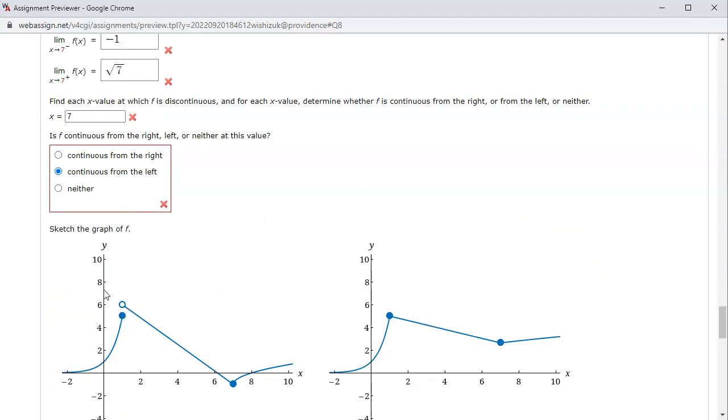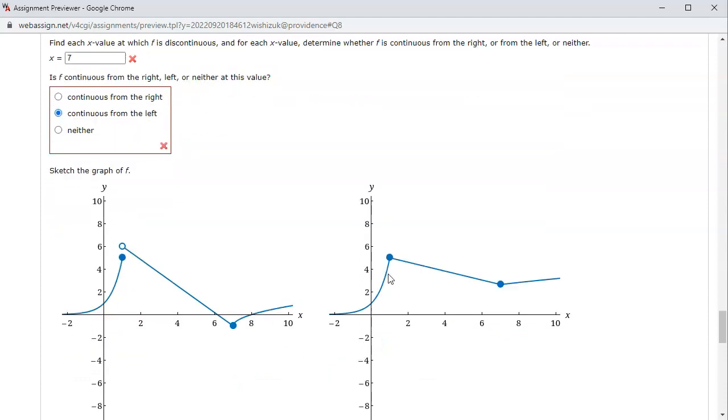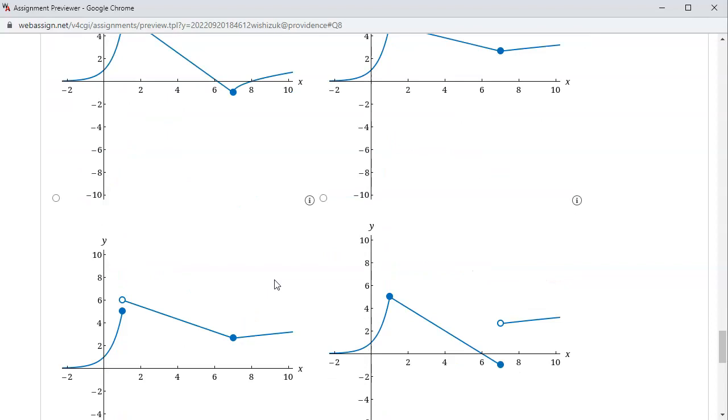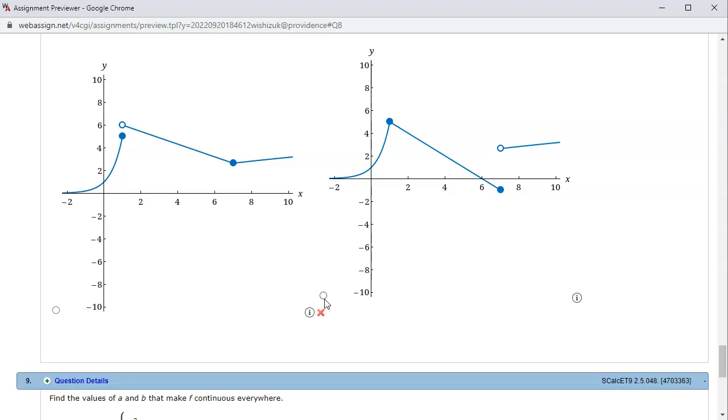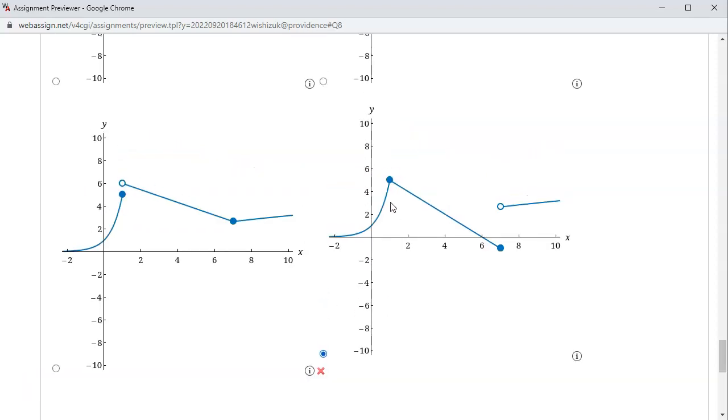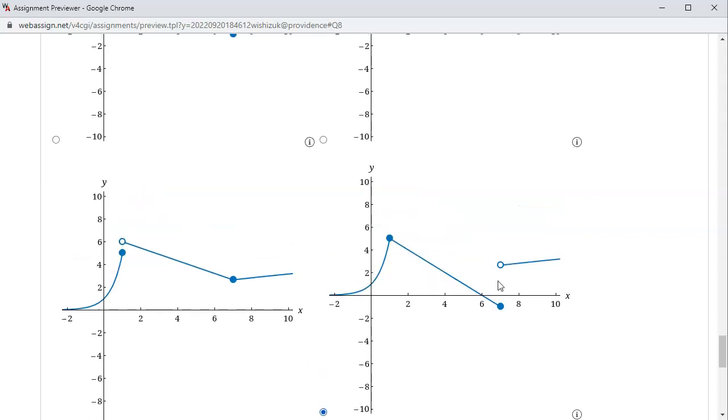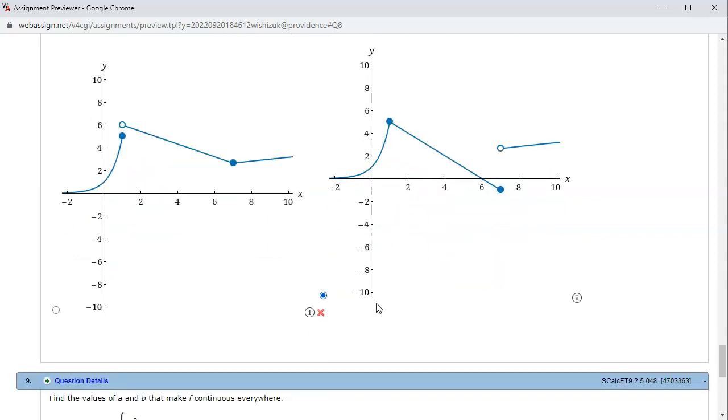This one doesn't seem like it's hitting 6 there. I don't think it'll hit 6 there. This one doesn't either. This one is the only one where the y-intercept is going to be about 6. So we already know this is the right answer. You can see that it's continuous there, but it's not continuous there. So it looks like this is the right picture.